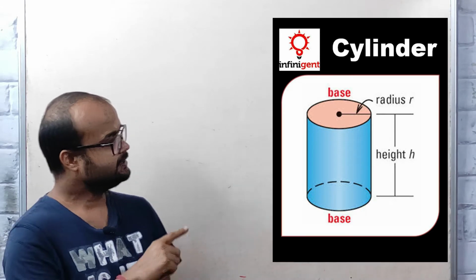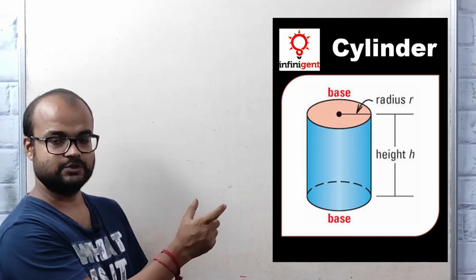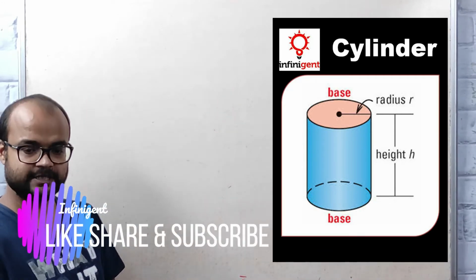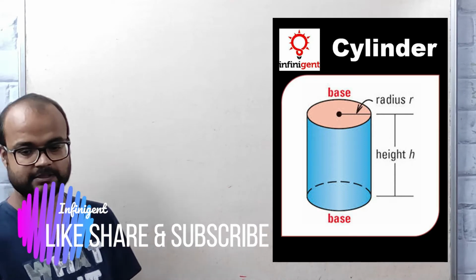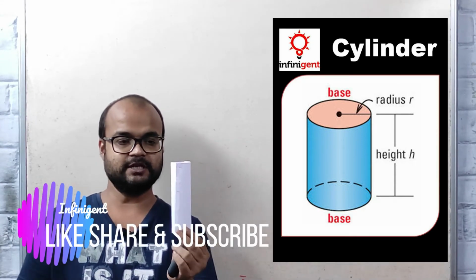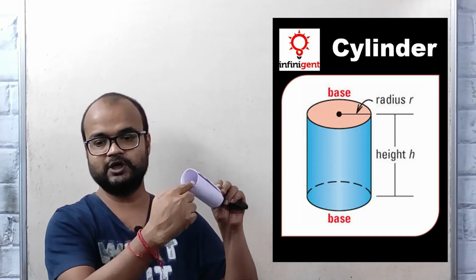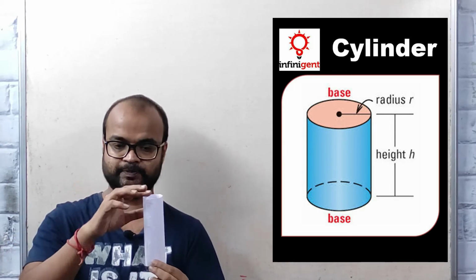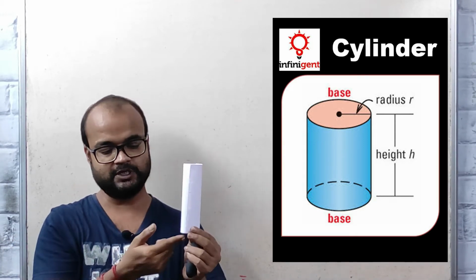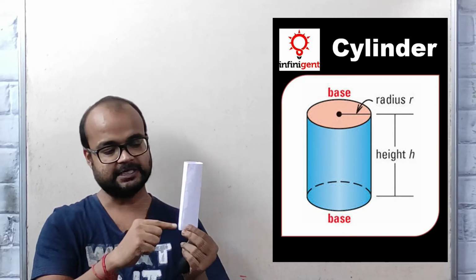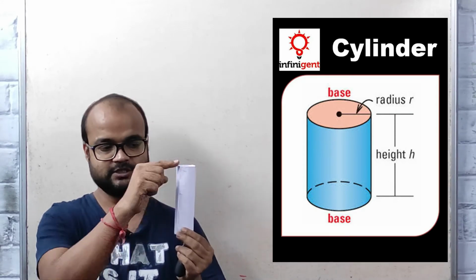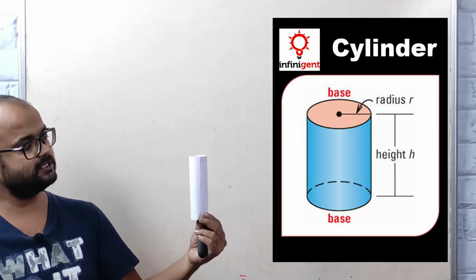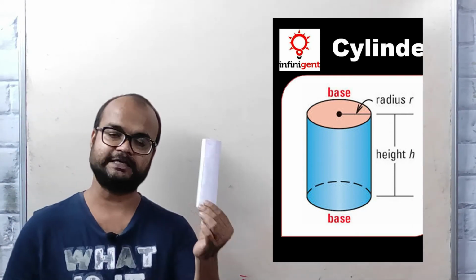in a cylinder there are only two parameters. One is radius and another one is height. So if you look at this, this is a cylinder where there are two circular parts, which are called the bases. One is at the top, one is at the bottom, and this is its height. So this is h and the radius of this circle is r. So if you place this, it looks like a cylinder, or it is a cylinder.